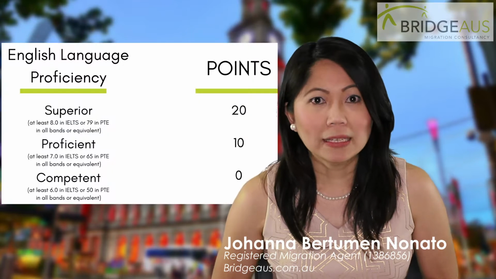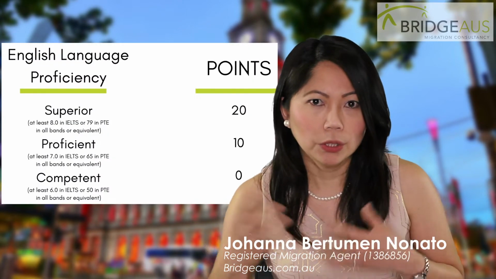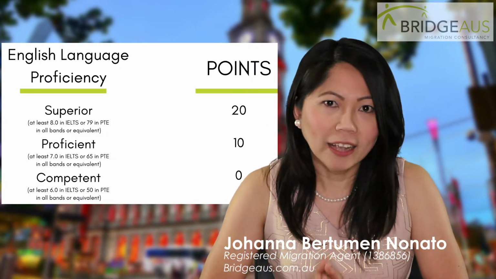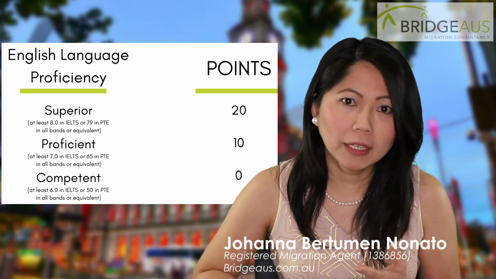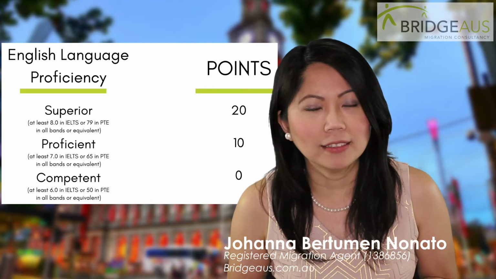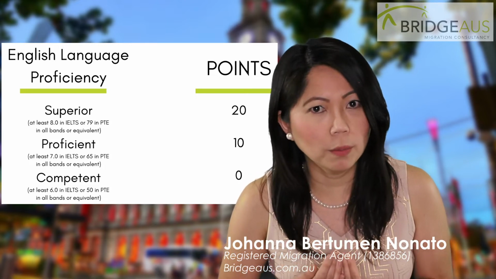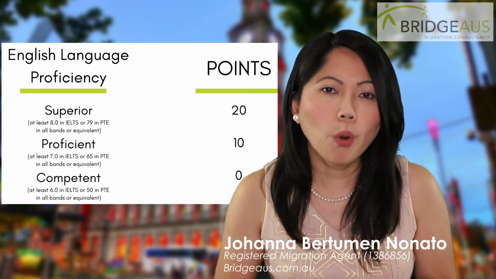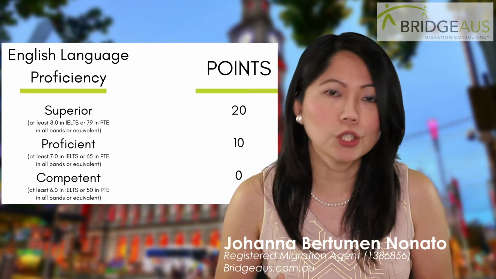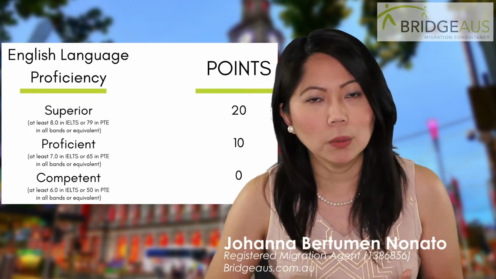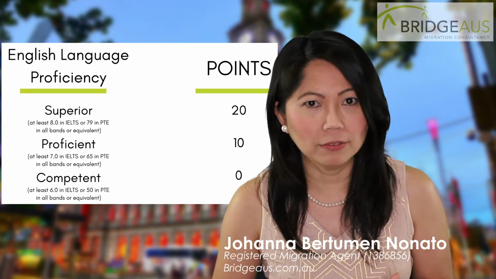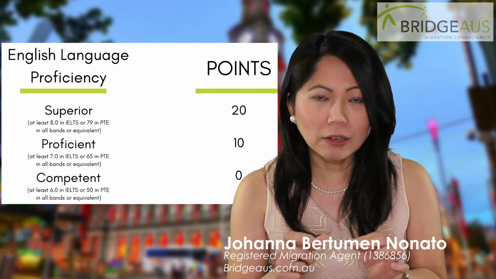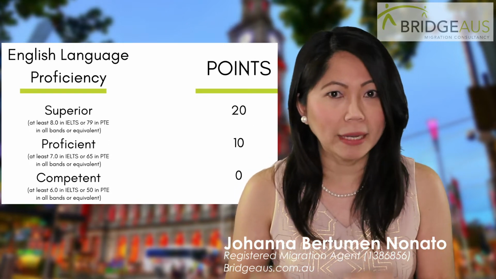Moving on to the English language capability. So, there are English tests. One example would be IELTS. There's PTE Academic, and there's other kinds of tests that are acceptable by the Department of Home Affairs. Now, to get at least 10 points, it should be IELTS 7.0 in each band or PTE 65 in each band. So I'm stressing out, it's in each band.